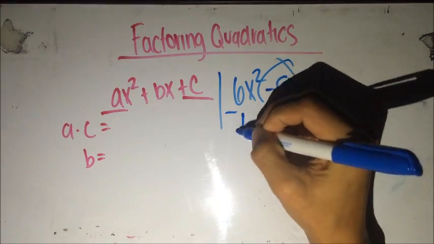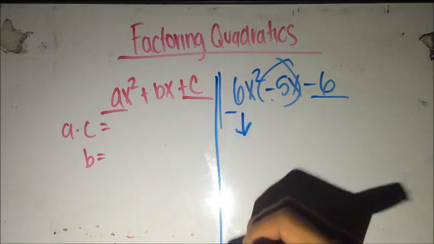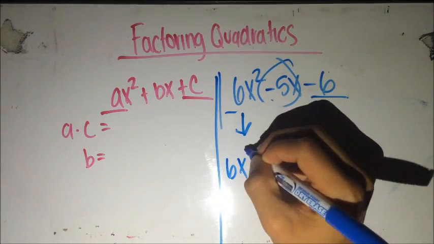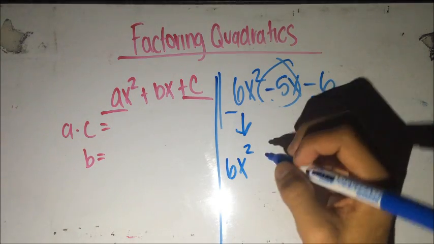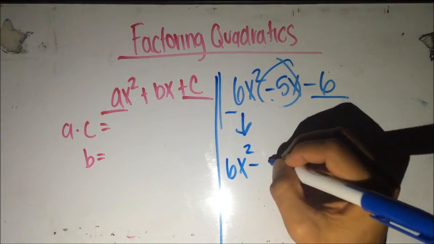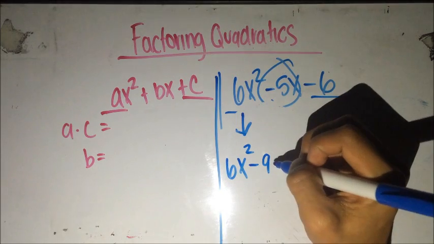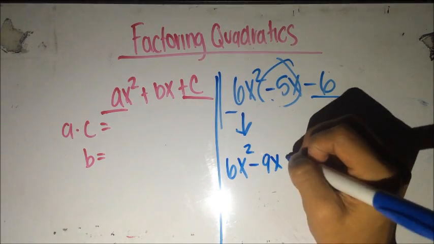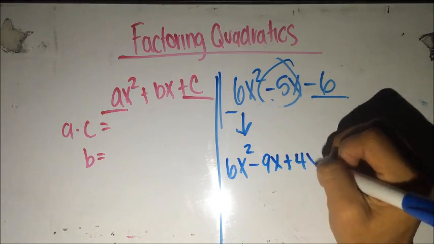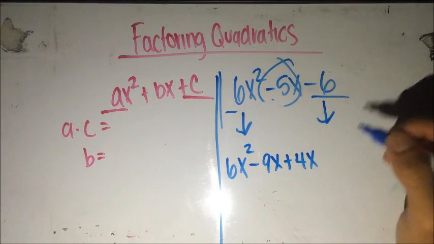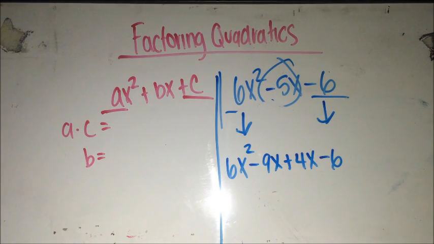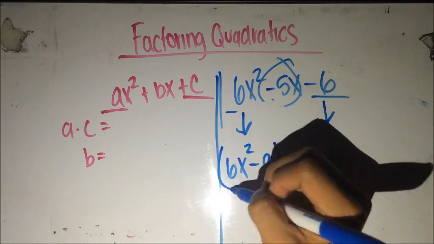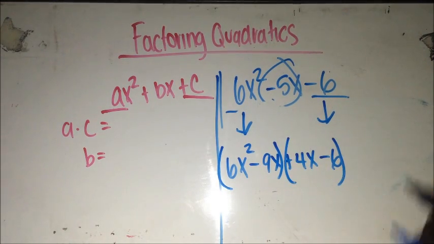We always bring down the 6x squared. Always bring down the ax squared. In this case, it's 6x squared. Now remember, our new factors are negative 9. We put an x, and since it was a positive 4, we put plus 4x, and then we bring down the negative 6, minus 6. We put parentheses like that.